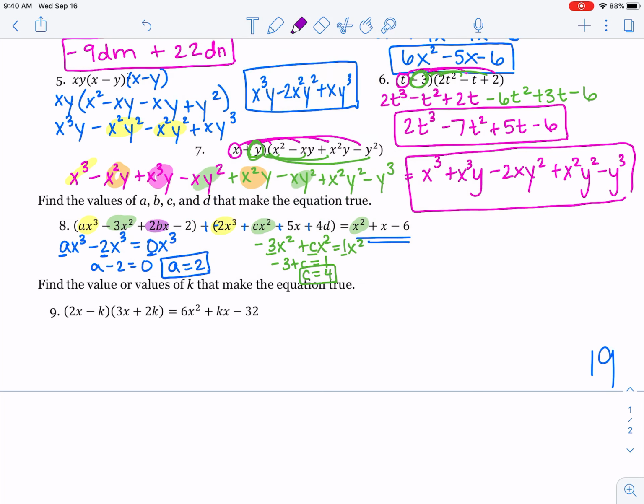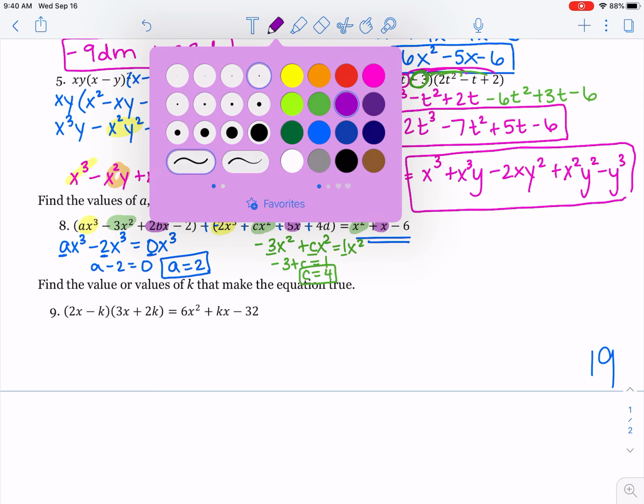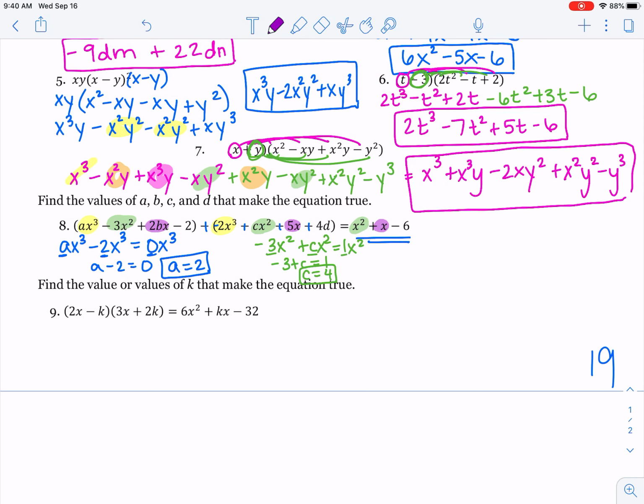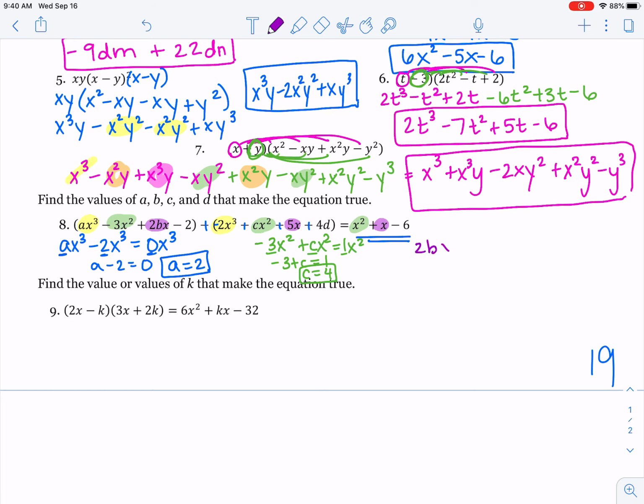Then I can look at my x terms and set up the same equation. My 2bx plus my 5x better equal 1x. Again, where did that 1x come from? It came from the right-hand side of the equal sign. Only worrying about my coefficients. And when I solve, I get b equals negative 2.